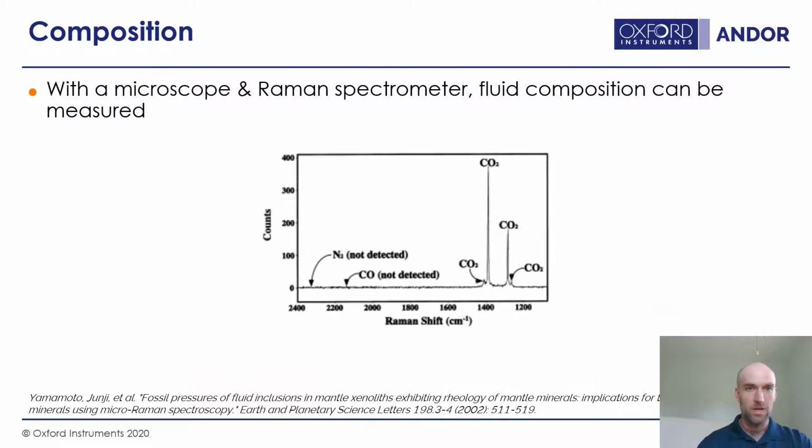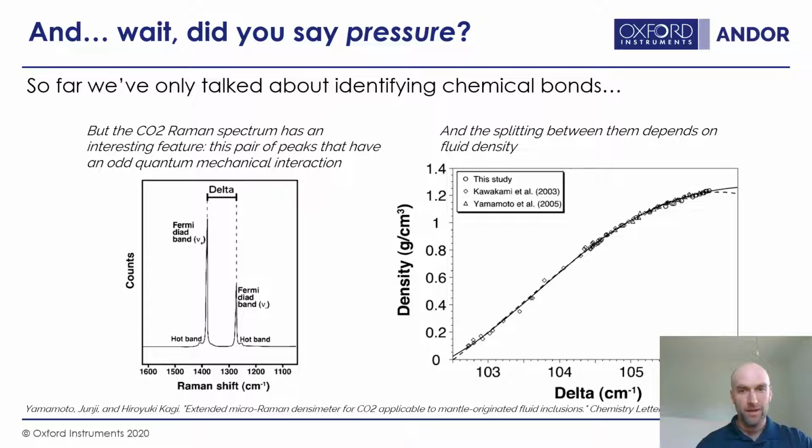So if we have a microscope and a Raman spectrometer, fluid composition can be measured. Here's a Raman spectrum showing peaks from CO2 and no peaks from nitrogen or carbon monoxide. So we can actually, well, we, meaning these guys, with great difficulty and effort, can set up an instrument and simply look inside with a microscope and detect not just the constituents, chemically what's inside, but their pressures. And I know you're thinking, wait, did you say pressure?